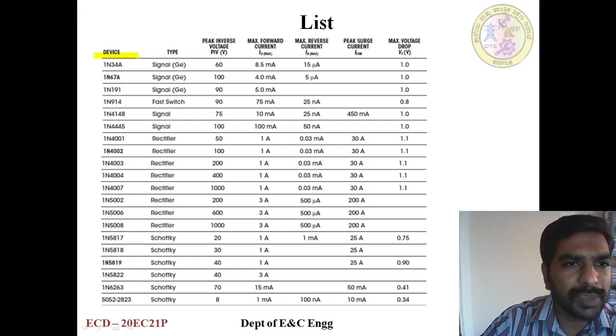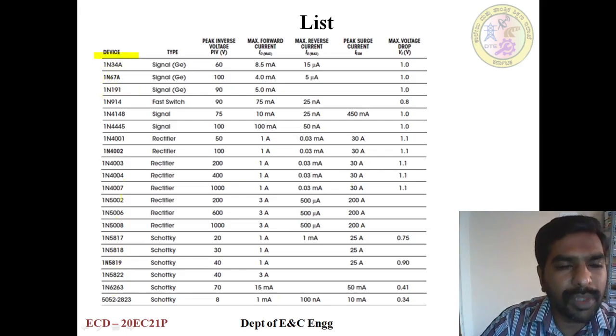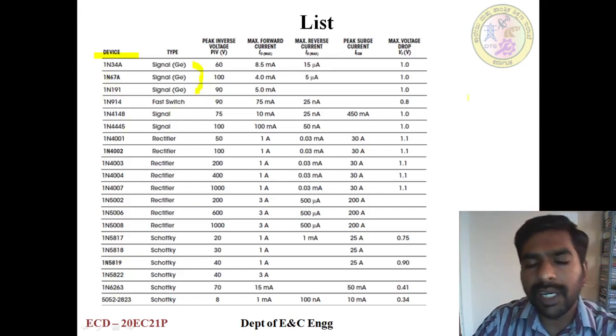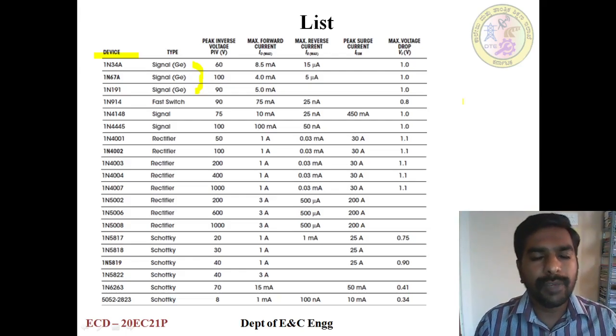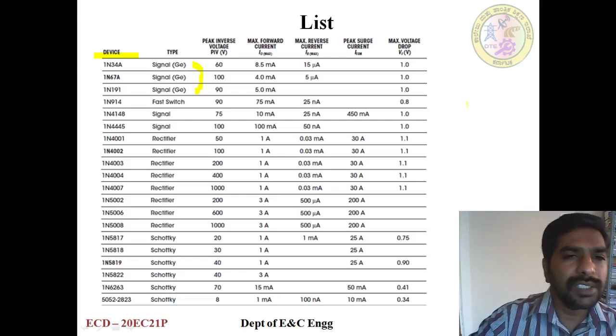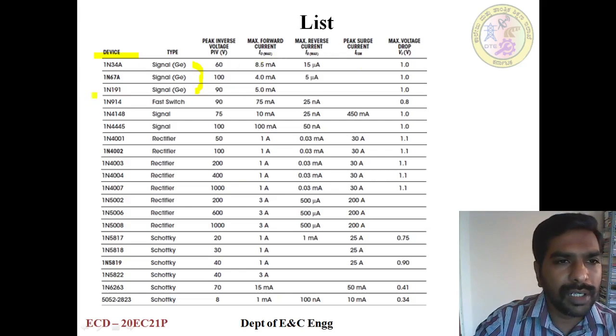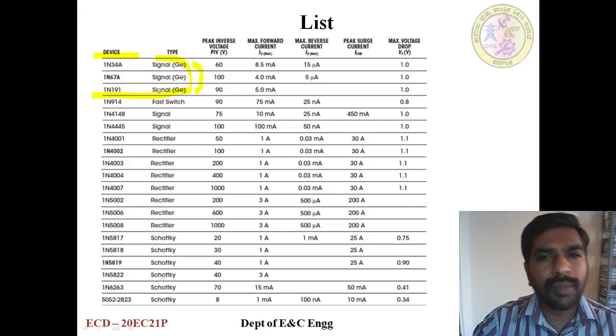This is a technical specification: numbers 1N34A, 1N67A. These are all the numbers we can see, and they're made of germanium. The semiconductor has three types: germanium, silicon, and gallium arsenide. If the diode is made of germanium, we can say it's a germanium diode. These are all the three diodes available in germanium, and the breakdown voltage is very low. It's 0.3 volts. And for a silicon diode, it's 0.7 volts.